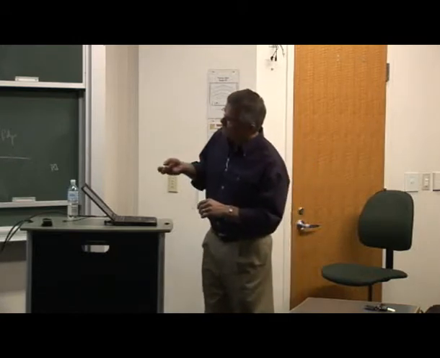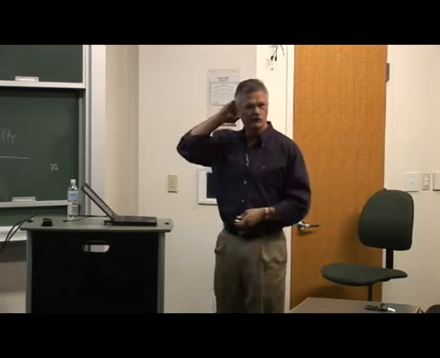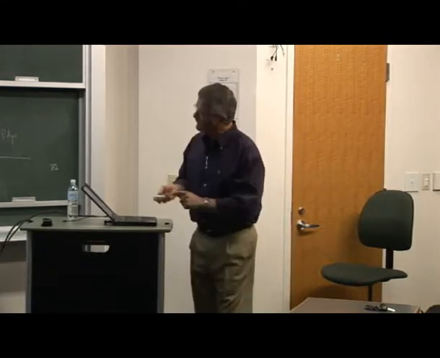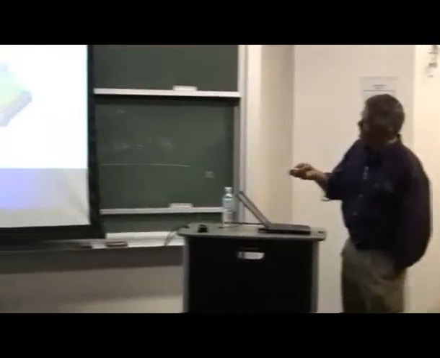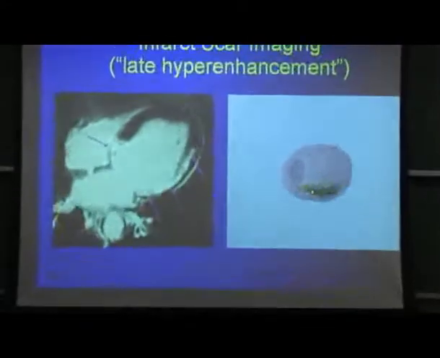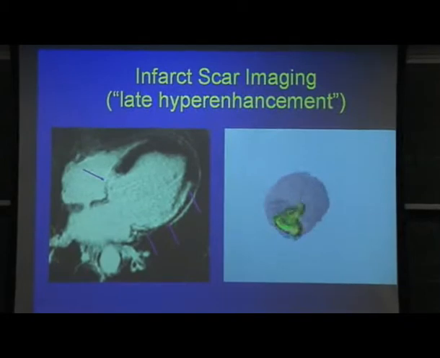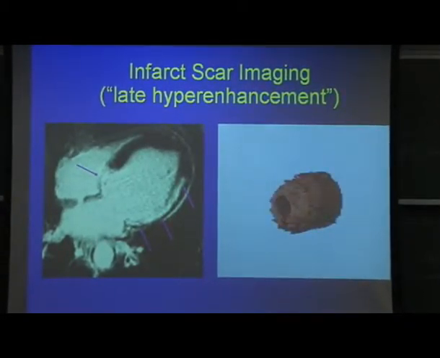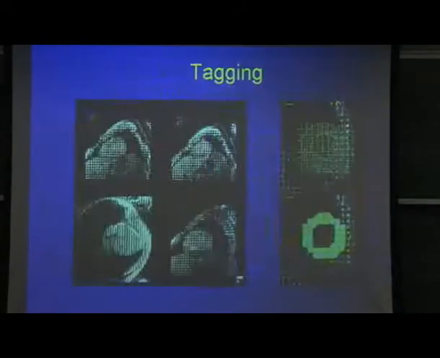And you may even be able to do the same thing with CT, because the contrast agents that are used with CT can also image scars like this. And they don't look too different from this. So MR or CT late hyperenhancement is going to give you the picture of the scar, and you can see little tiny scars all over the heart. So this might be pertinent to some of the things that are going on in arrhythmia modeling.